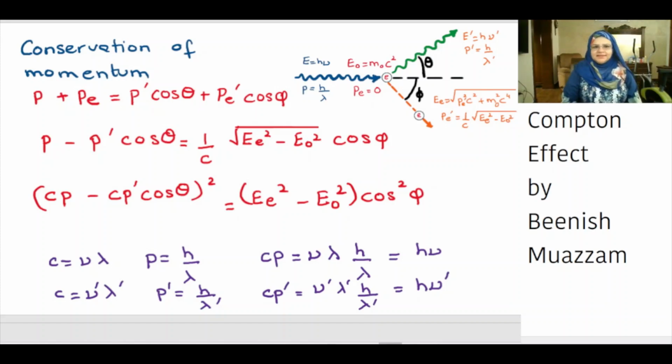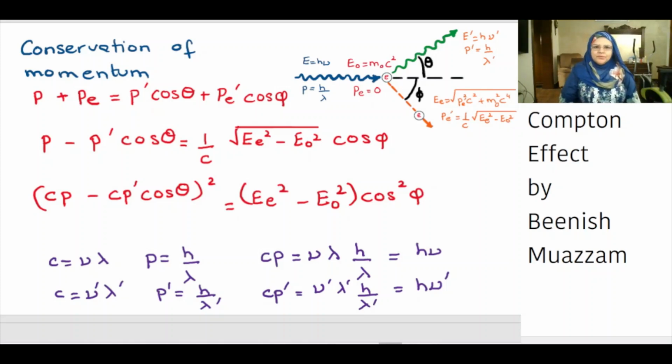We will first consider the horizontal component of momentum. P plus Pe is equal to P prime cos theta plus Pe prime cos phi. P is the momentum of the incident photon. Pe is the momentum of the electron before collision, which is equal to 0 since the electron is at rest.